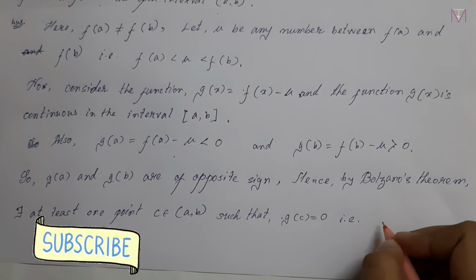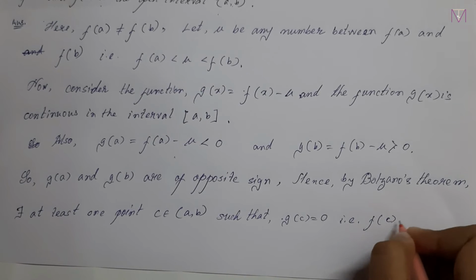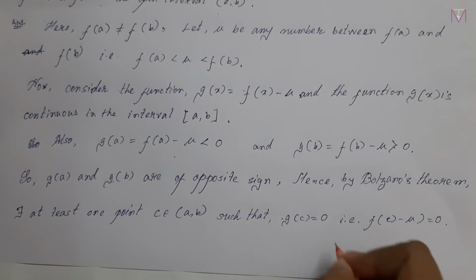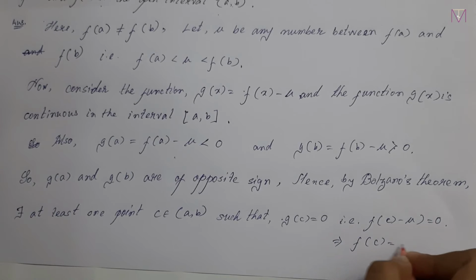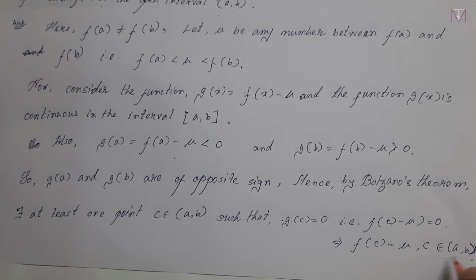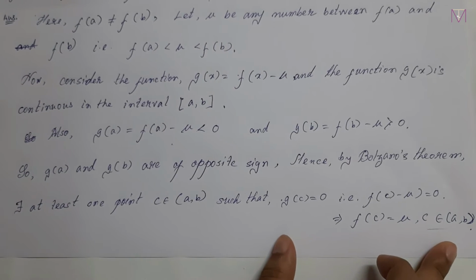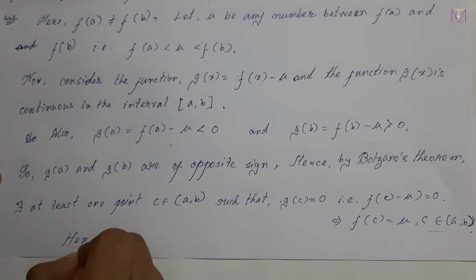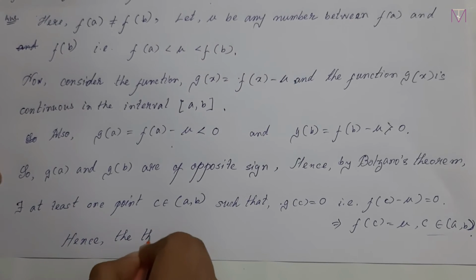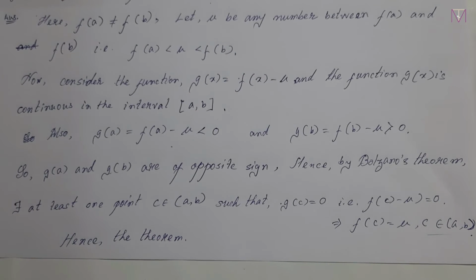There exists c such that g(c) is equal to 0. Obviously, this is the statement of Bolzano's theorem. Then g(c) is equal to f(c) minus mu equal to 0, which implies that f(c) is equal to mu, where c belongs to the open interval (a, b). Always we have to write this. Okay. Hence the theorem. Done. And the converse of this theorem is not true.